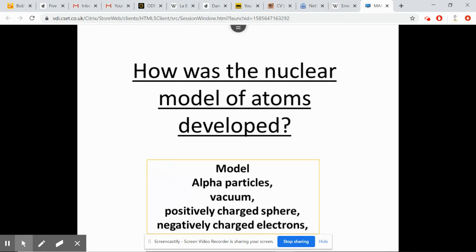We have come across charge before, and hopefully you will have seen the idea of a model before, which is the way that scientists explain things. Alpha particles are small positively charged particles, which are the nucleus of a helium atom: two positive protons and two neutrons. A vacuum is like outer space. It means all of the air has been removed.